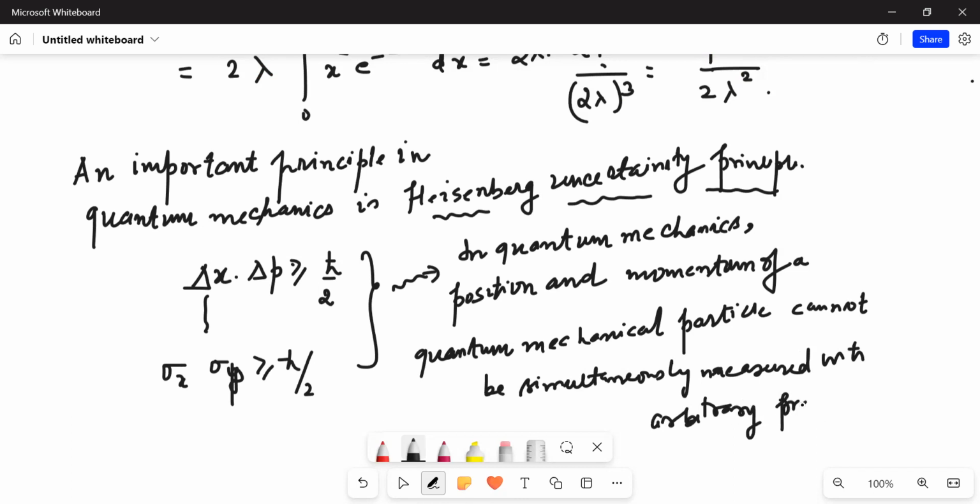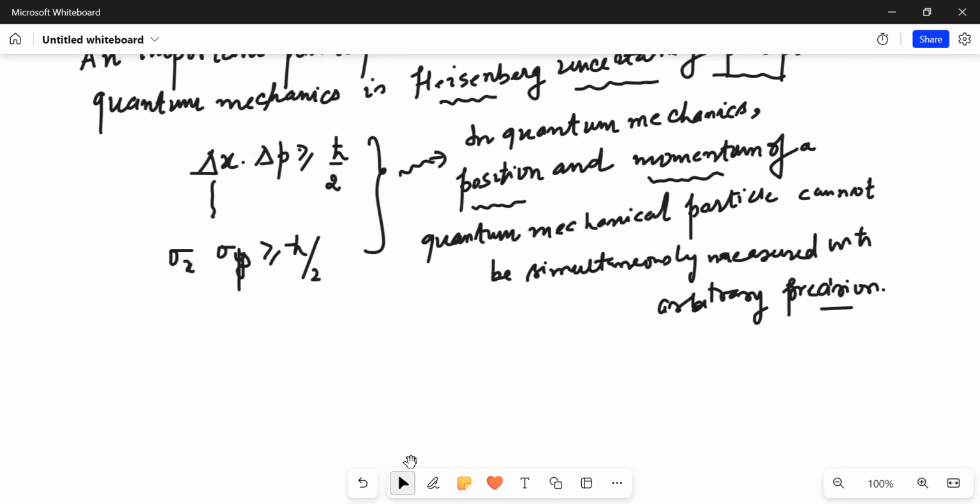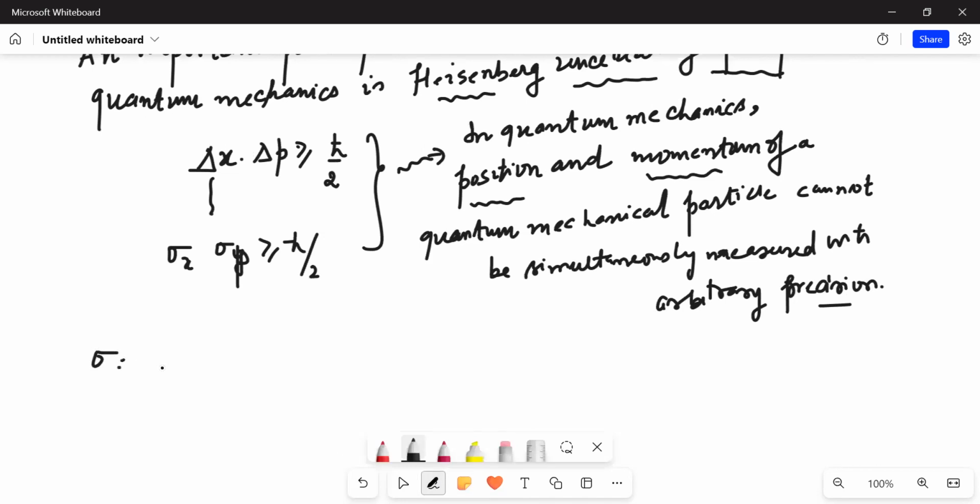And mind you, this is something inherent to your system, like quantum mechanical systems. It is not a lacuna of experimentation. It is, in general, the law of the land for your quantum mechanical objects. This is something that we are going to see separately. But just remember this particular thing, standard deviation sigma is equal to root over, let's say, x square minus this is it.